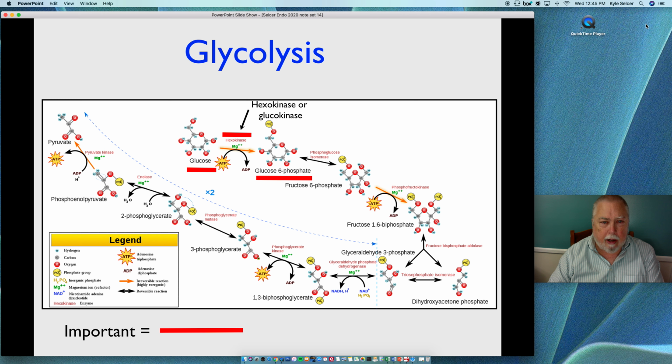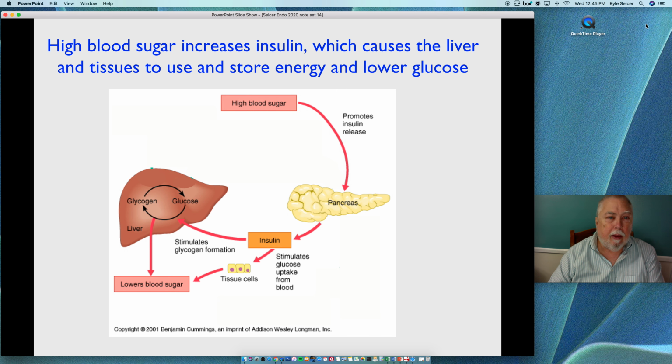You'll see hexokinase called glucokinase fairly often. And then you can either transform it into lactic acid, where it can be stored for later, or it can be put through the Krebs cycle. If you put the pyruvate through the Krebs cycle, you get a lot more ATPs out of it. So high blood sugar increases insulin.